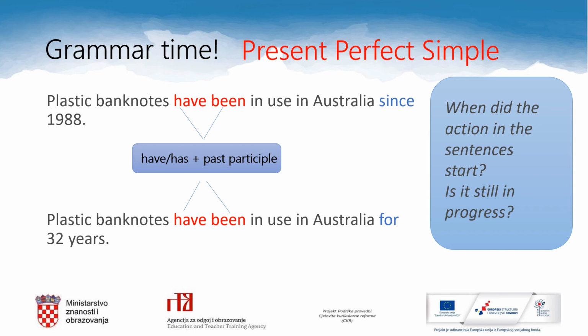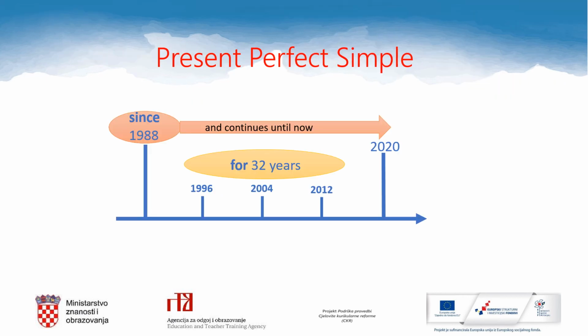In these sentences, you can also see some words written in blue. In the first sentence, the word is since, and in the second sentence, the word is for. What do these words tell us? Take a look at this timeline. As we have already said, the action in the sentences started in 1988 and the action continues until now.